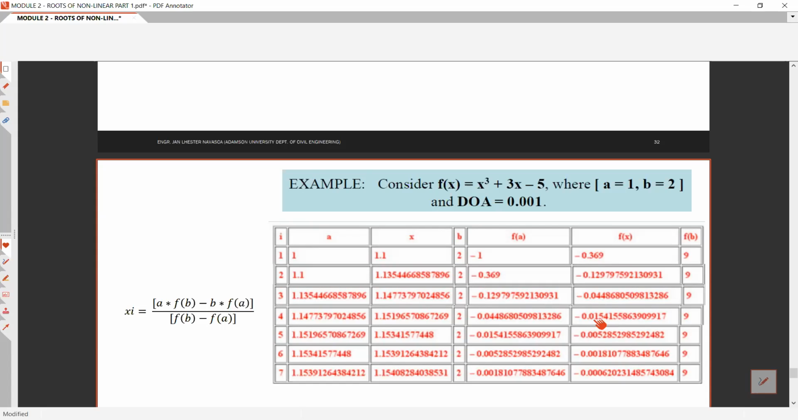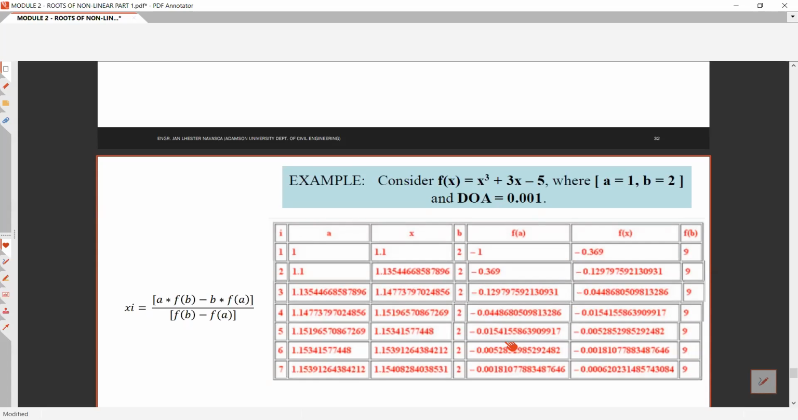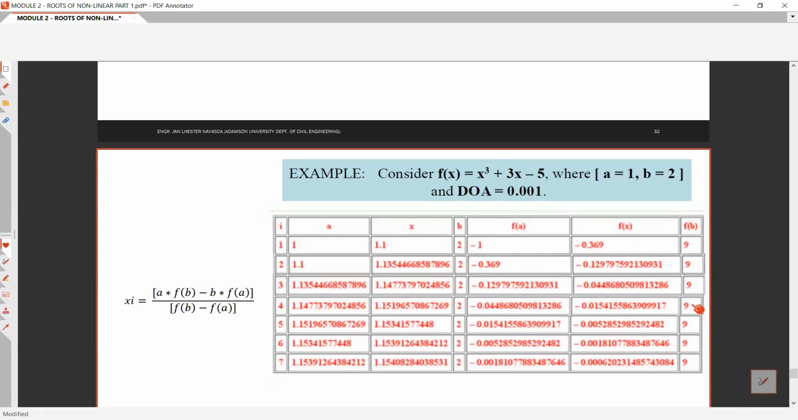Plug in mo dito, 0.015. Mas malaki pa siya compared dito. So hindi pa pwede. Tuloy ka ulit. Absolute value ha. Okay. So tuloy ka ulit. Pasok mo to, solve mo to, then you will find na dito ulit siya negative sa product nitong dalawa. So gaganto ulit siya sa fifth iteration ha.